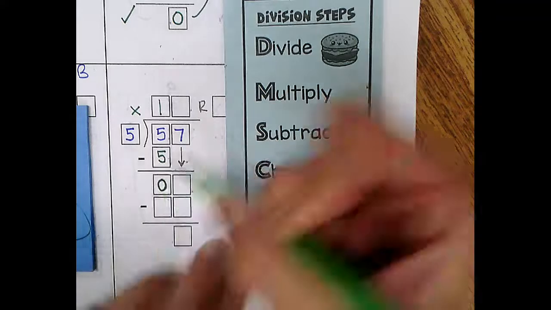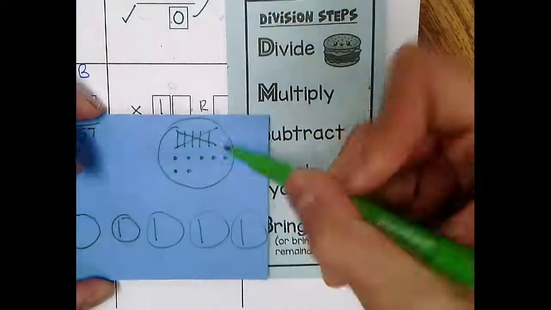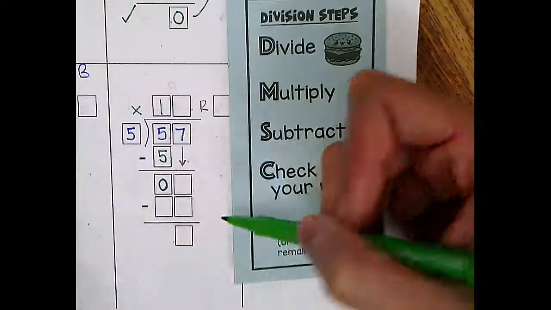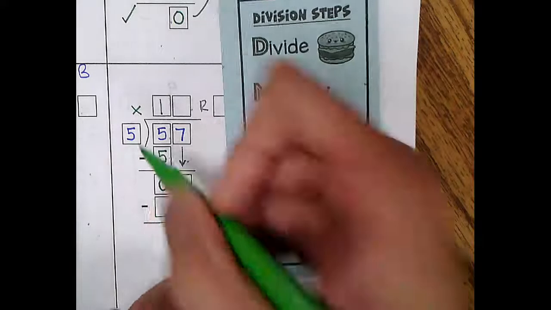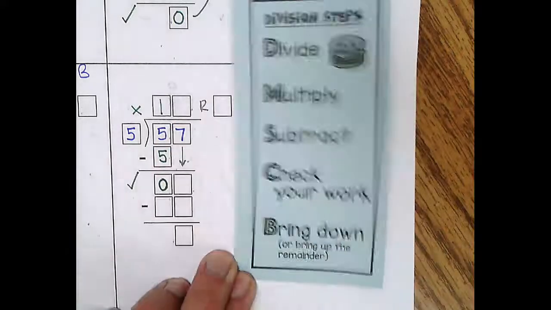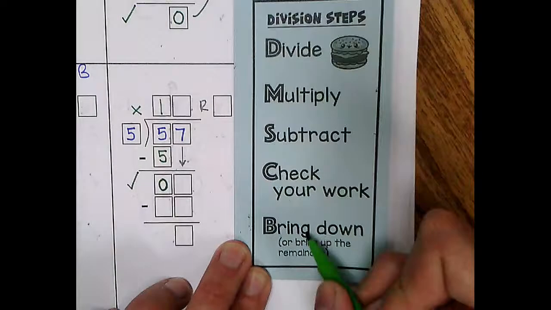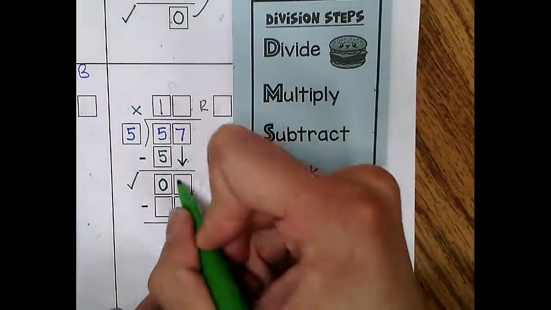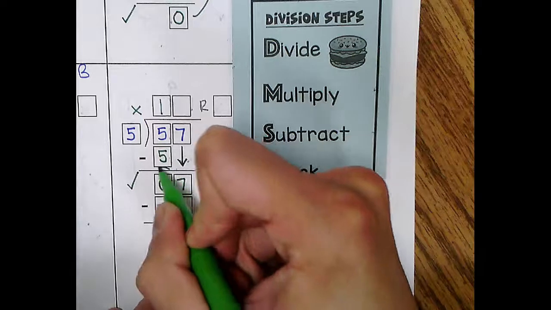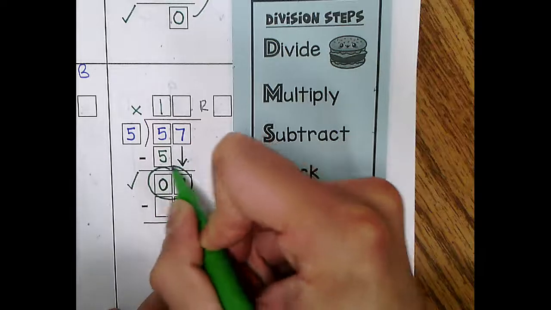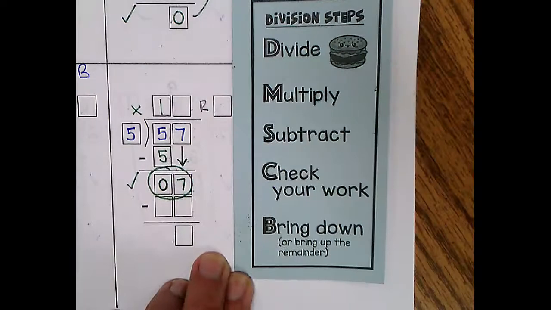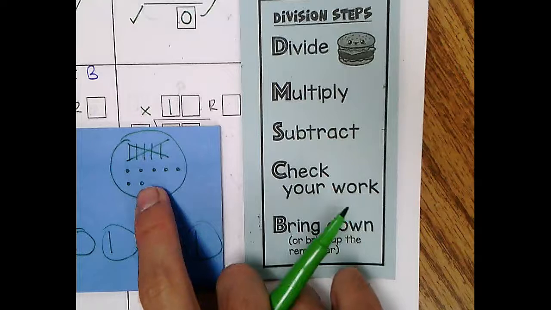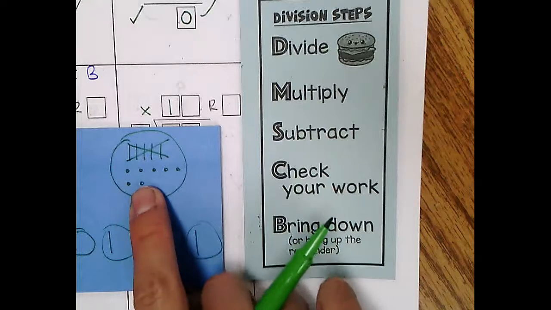So if we look in the bowl, how many tens do we have left? None. They're all gone, right? We passed them all out. So we check our work. Is 0 smaller than 5? Yes, it is. Then we bring down the next digit. It's a 7. So the 7 comes on down. And that is our new number that we're dividing. This number tells us how much is in the bowl right now. And if we look in the bowl, do we have 7? And we do, right? We have 7 ones.